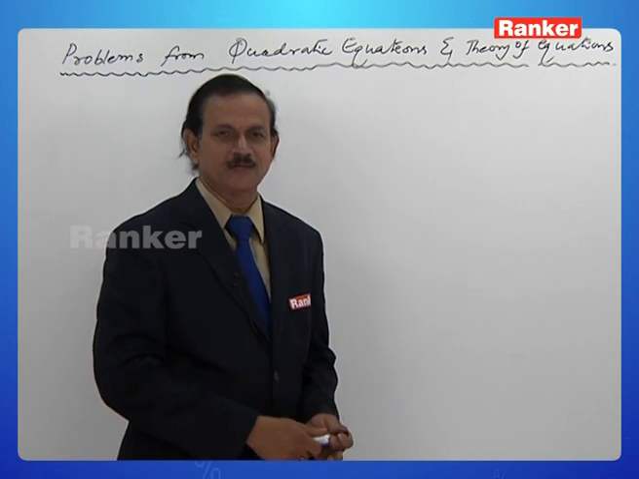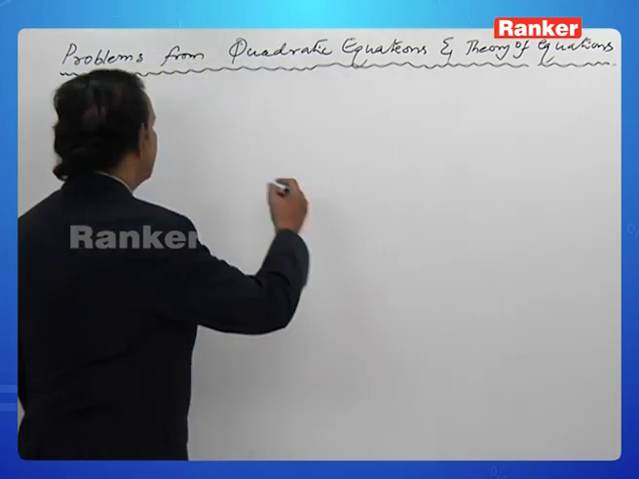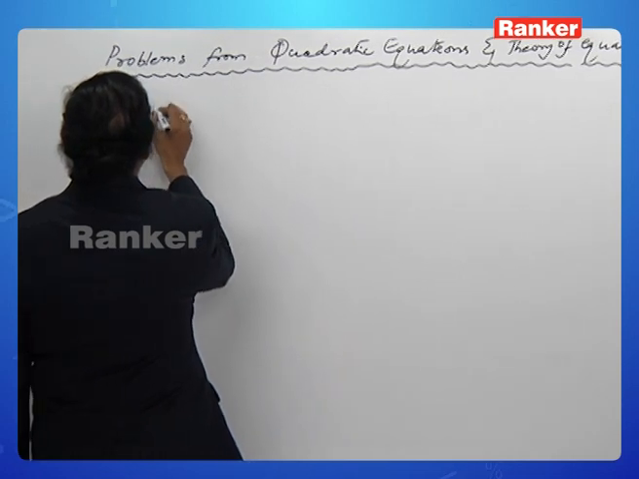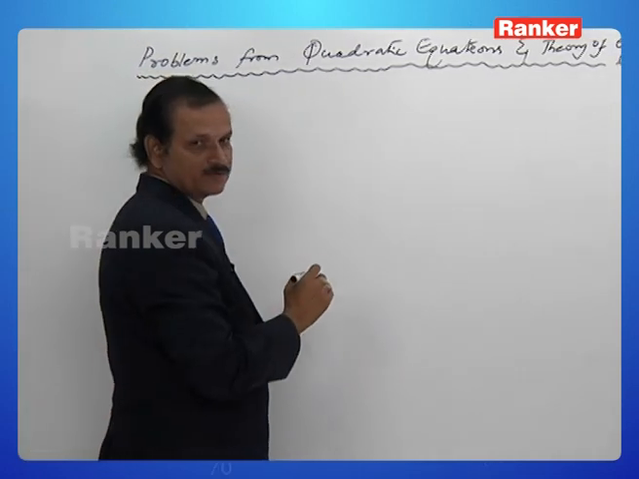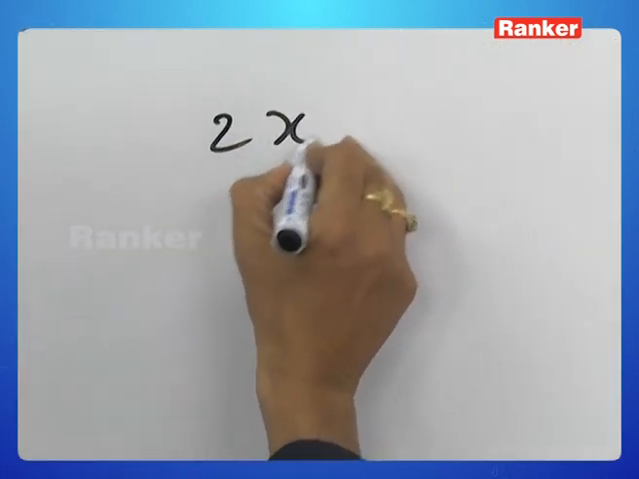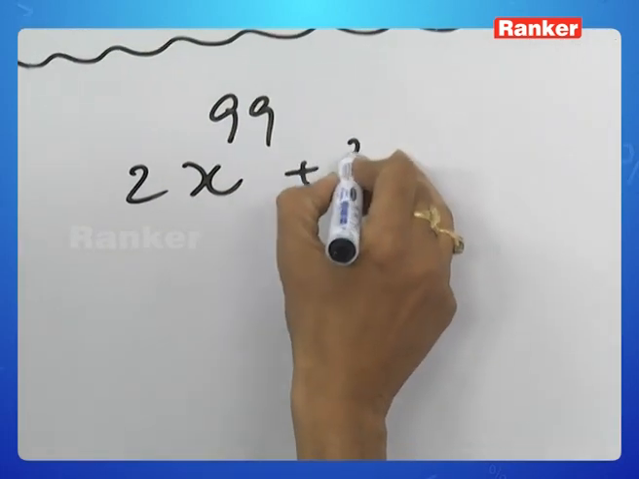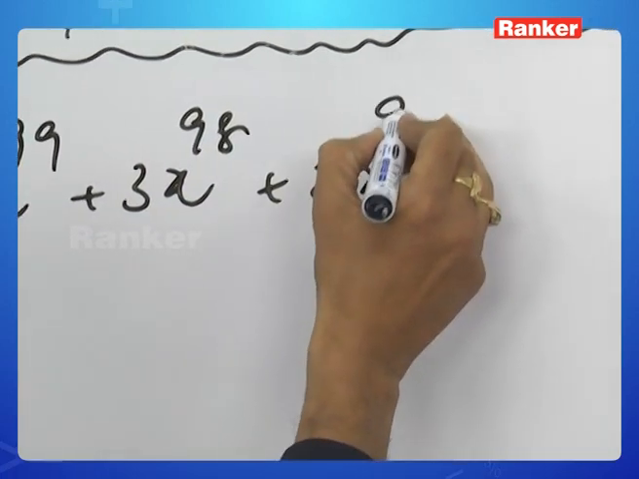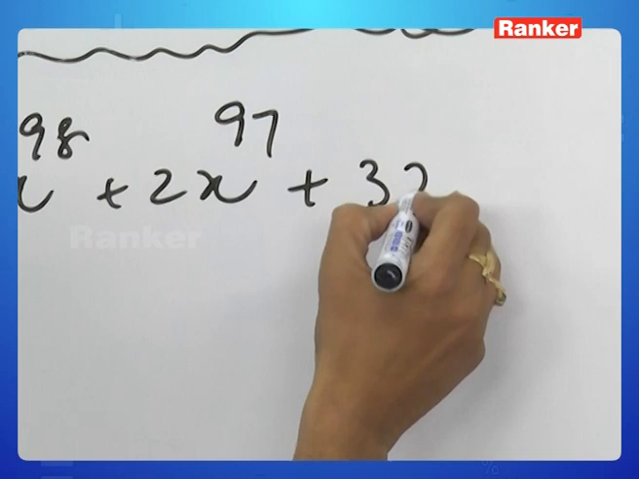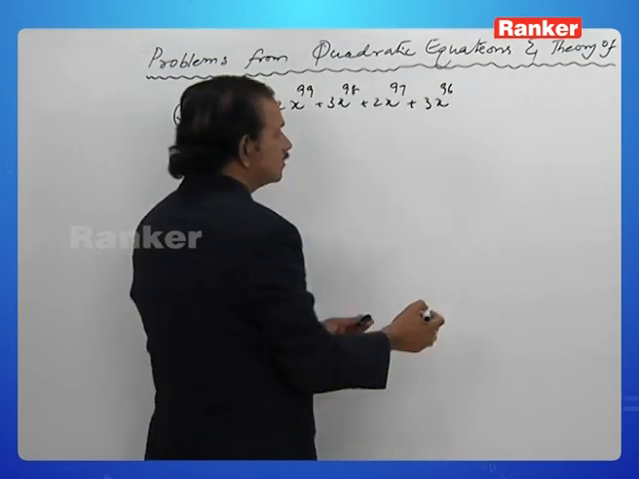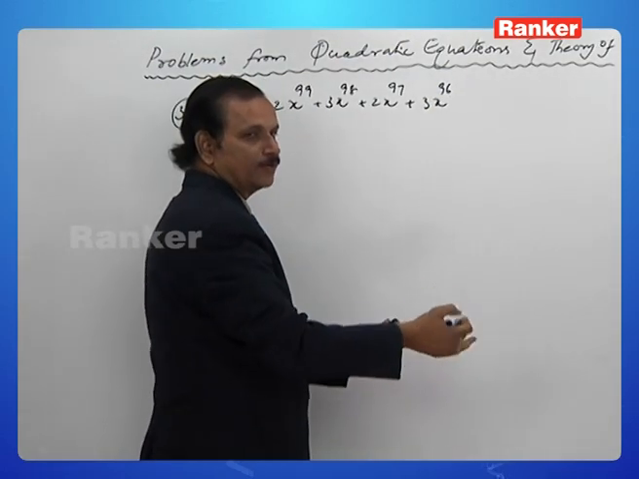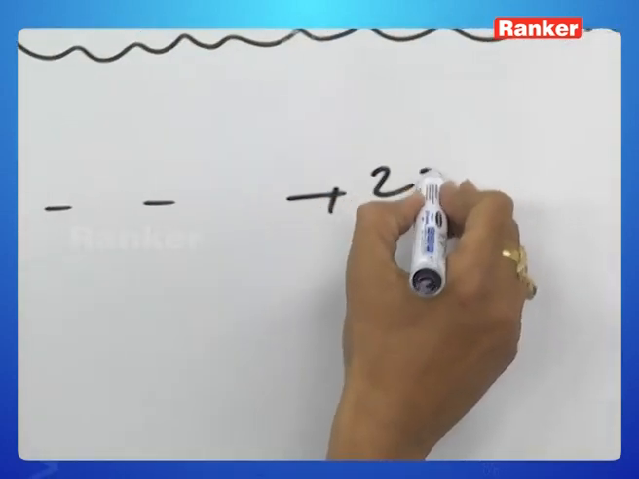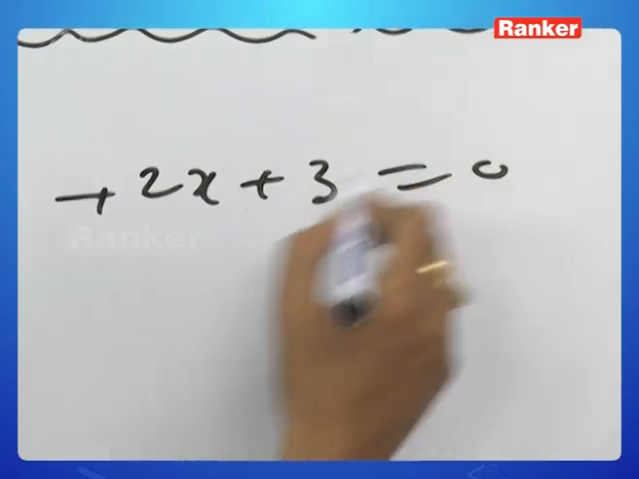Let us examine the given equation. What is the given equation? The problem is question number 34, and the given equation is 2 into x power 99 plus 3 into x power 98 plus 2 into x power 97 plus 3 into x power 96. Next, again 2 into, plus 3 into, like that. If you go on, 2x plus 3 is equal to 0.